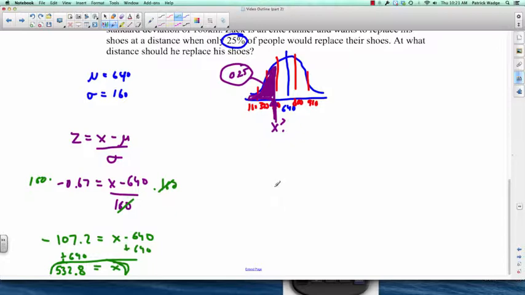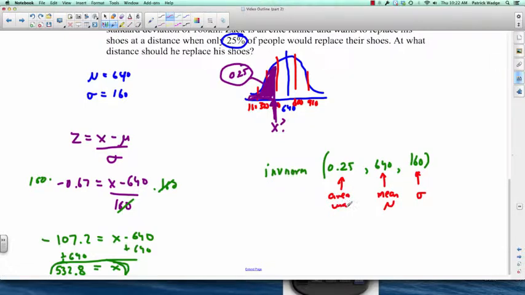Okay, want to know how to do it with the TI-83? You're going to use a different function this time. Since you're doing the opposite, the inverse thing, you know the area under here and you want to know the x value, you're going to use inverse norm, and the numbers you're going to use are 0.25, 640, and 160. Where do these numbers come from? Well, the 640 is the mean, isn't it? The 160 is the standard deviation. And the 0.25, that is the area under the curve, or the probability if you want.